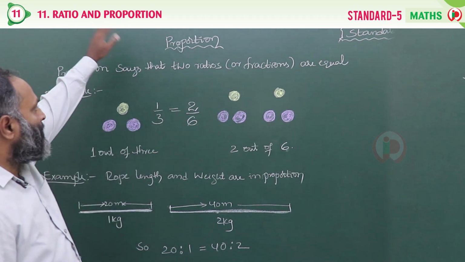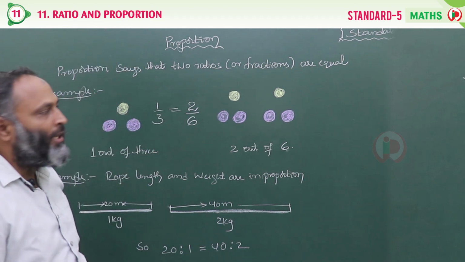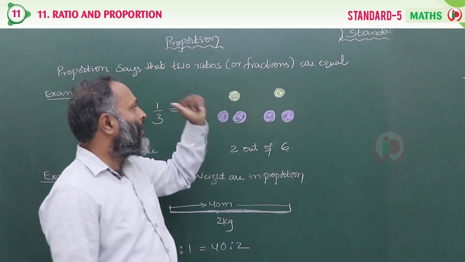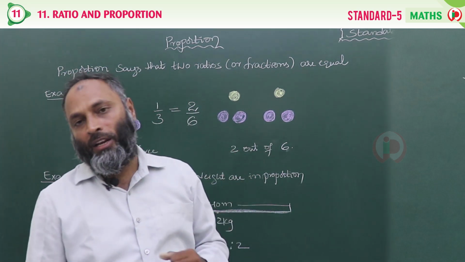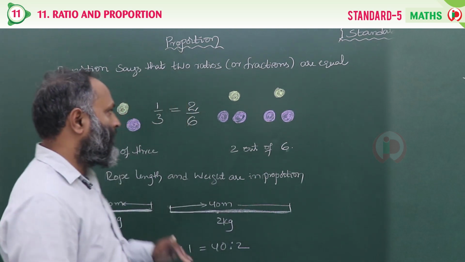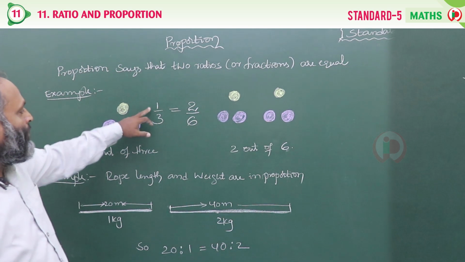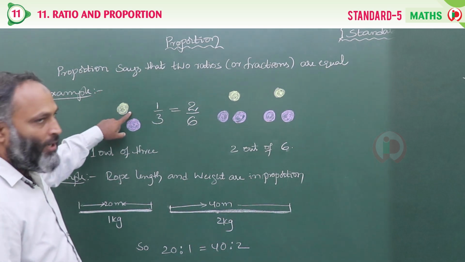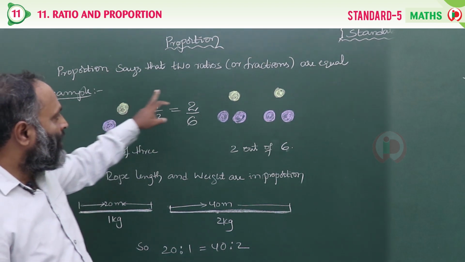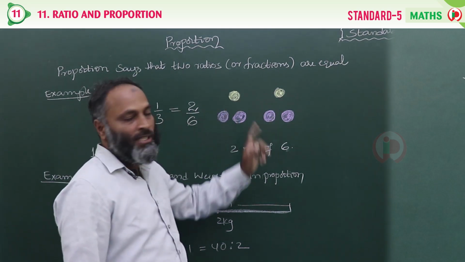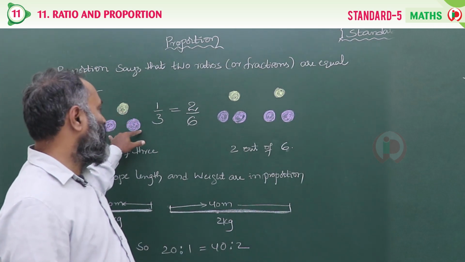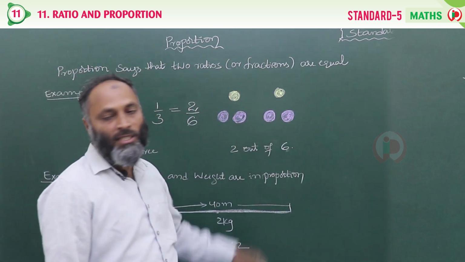Now students, the next concept is proportion. What is proportion? Proportion says that two ratios are equal. If two ratios are equal, then we can say that they are in proportion. One example is given here: 1 circle is yellow out of 3 circles. Then 2 circles are yellow out of 6 circles. They are in proportion.